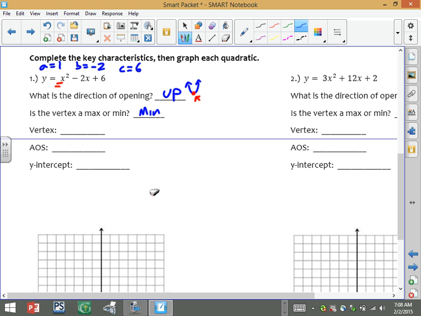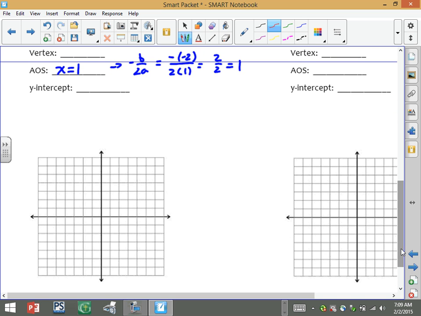Now, my suggestion is to find the axis of symmetry first. So we need negative b over 2a. If you look above us, we just plug in those values. So we have negative, and then we plug in negative 2 over 2 times 1. Negative negative 2 is positive 2 over 2, which is 1. So the axis of symmetry is the line x equals 1. I'm going to take a moment and draw the axis of symmetry at x equals 1.